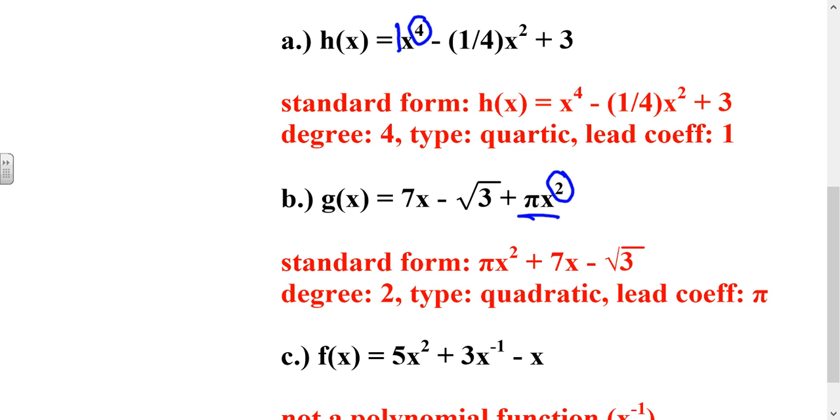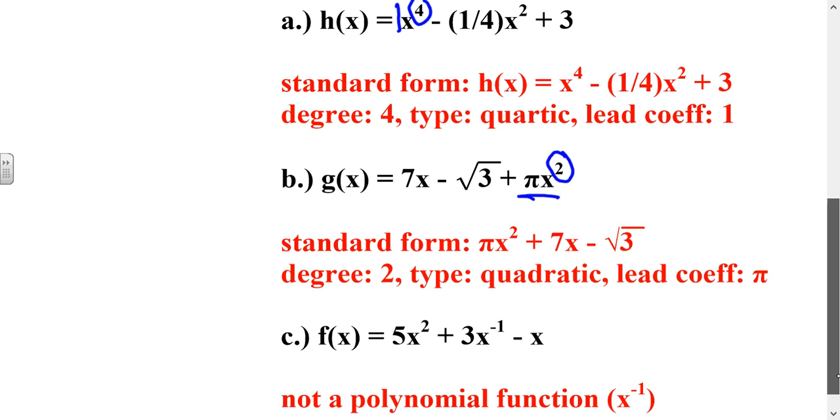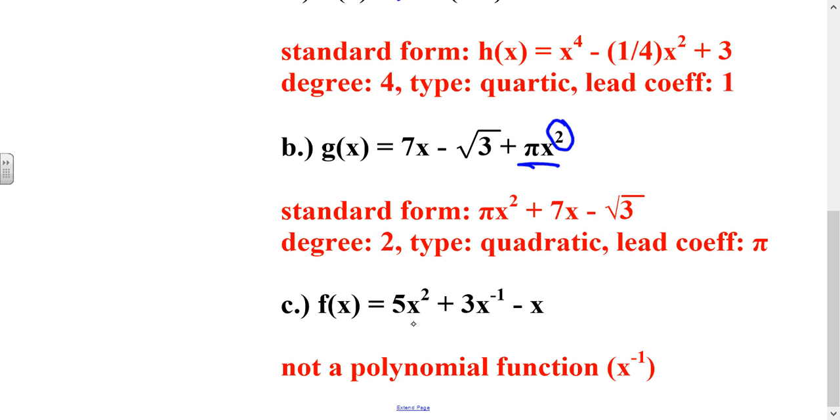We have one more example. And this one actually, if we look, 5x squared plus 3x to the negative first minus x would not be a polynomial function because not all of the exponents are whole numbers. We have that negative 1, and so that is not a whole number, so we can't use that.